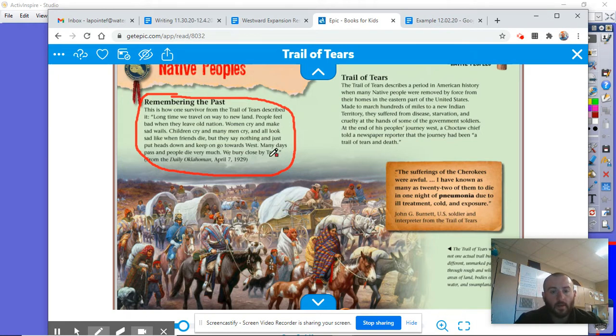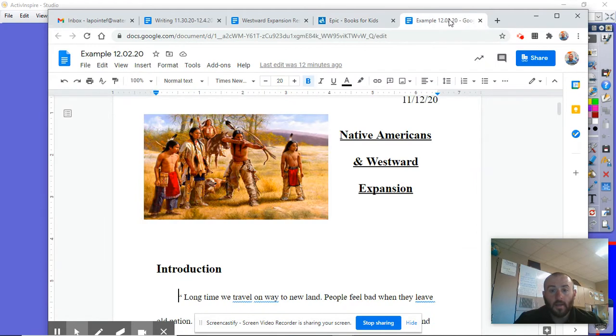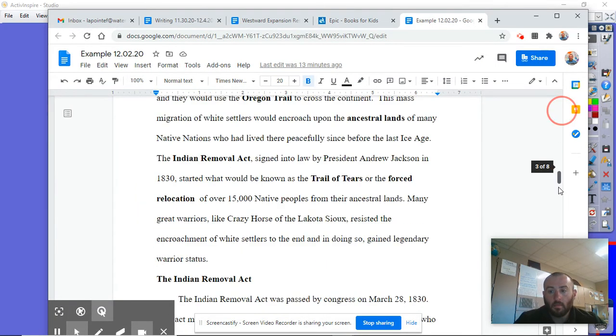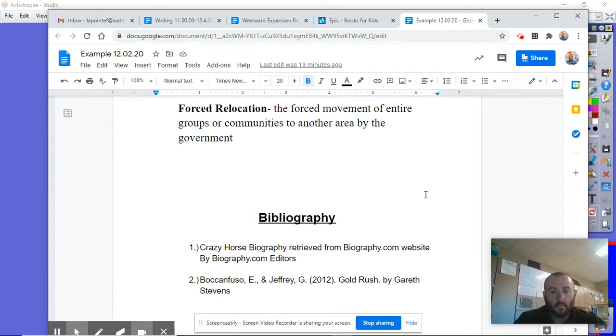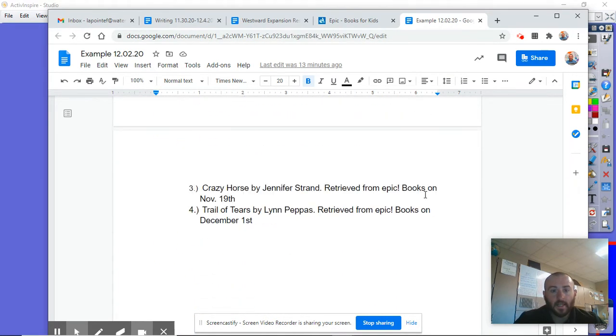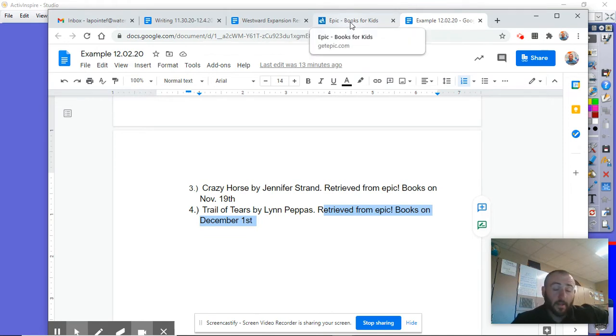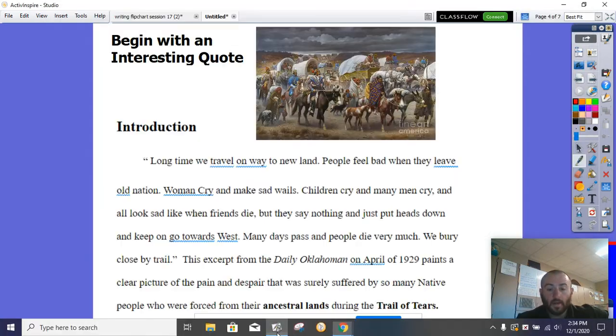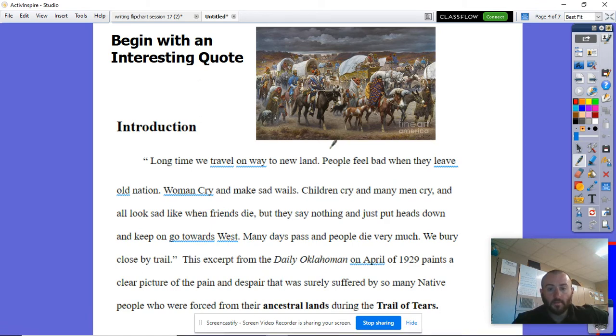Okay, and so that's perfect because that's a quote. It introduces the Trail of Tears for me. And then after that, I made sure I put that in my bibliography. So I not only gave an in-text citation, but I put it in my bibliography because I gave the name of the book, the author, and then said it was retrieved from Epic Books on December 1st. So I've given full credit to that author, and I have included a quote in my writing. Or I began with an interesting quote in my introduction.